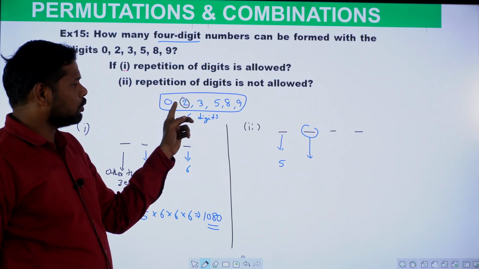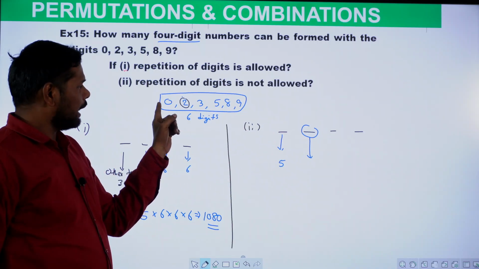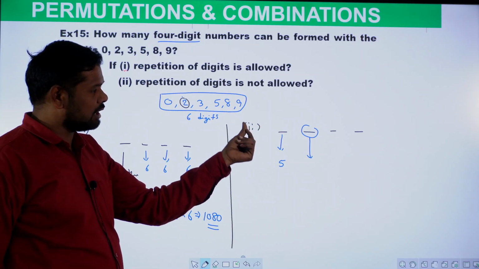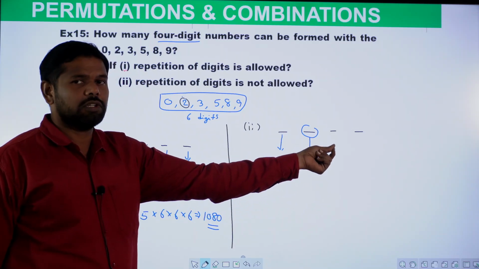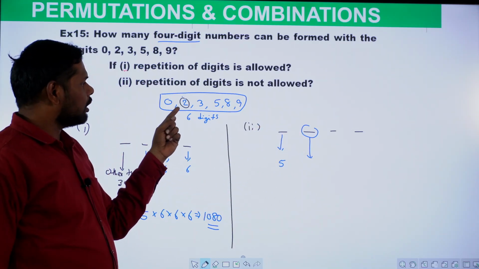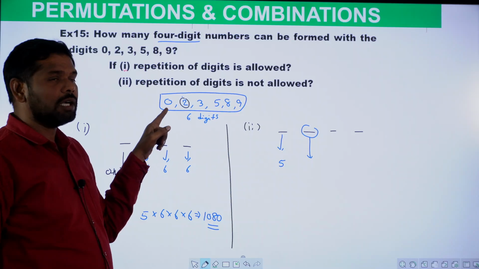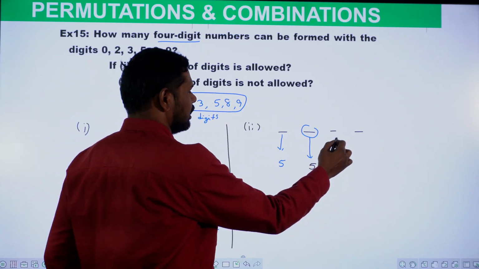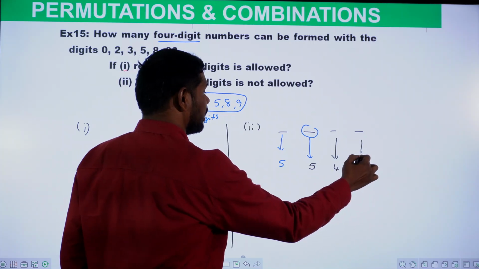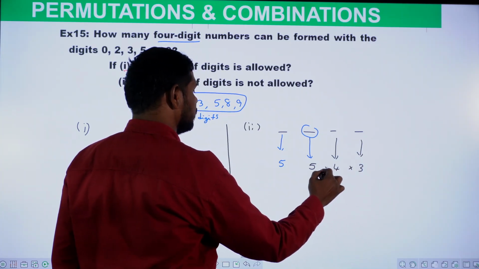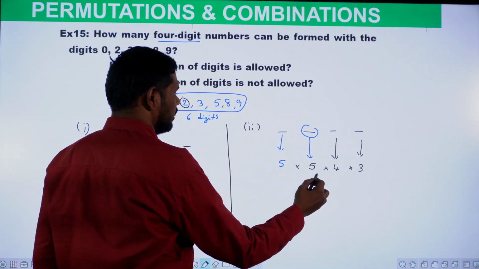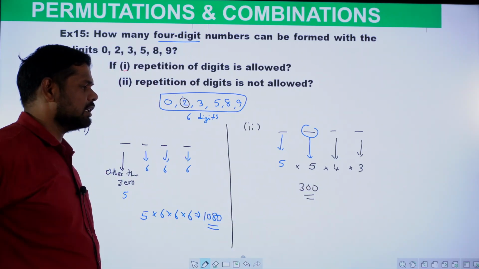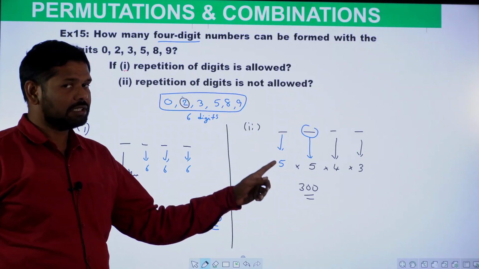I am not using 2 repeatedly, but I add that 0, which was not considered at the first place. It is considered for the second, third or fourth place. That's why I am not going to use that 2 again, but still 5 digits remain. In those 5 I can choose any one, then remaining 4, then remaining 3. So 5 into 5 into 4 into 3, 25, 100, 300. So how many 4 digit numbers without repetition? 300.